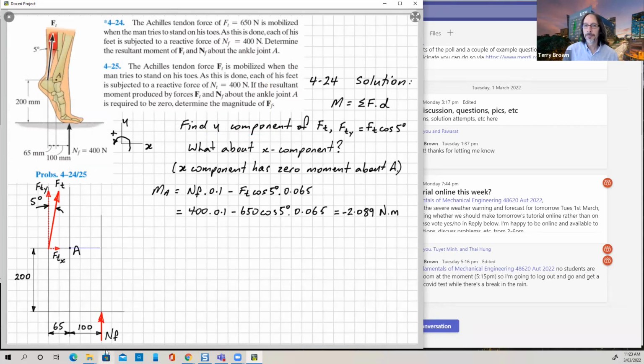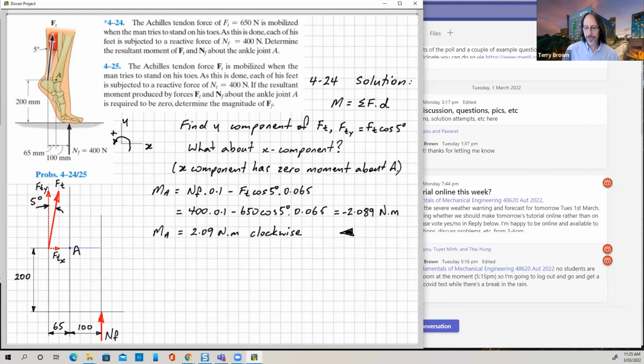NF about point A is tending to rotate anti-clockwise, so that's positive, and our force Ft, I think we can see, is tending to rotate clockwise around point A, so it's negative. So that's why we've got negative here. So now we can get that. So I've got 2.09 Newton meters clockwise.